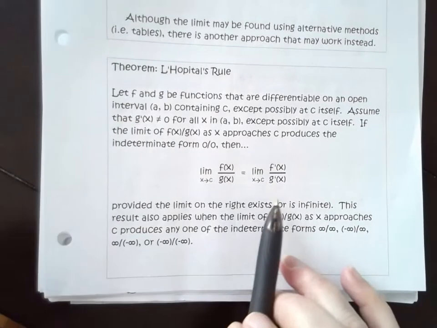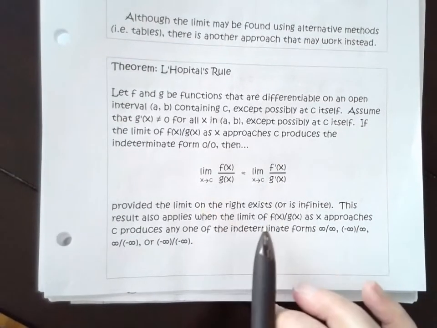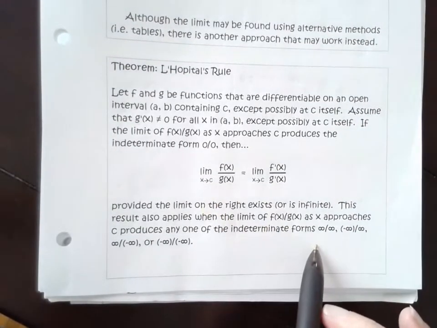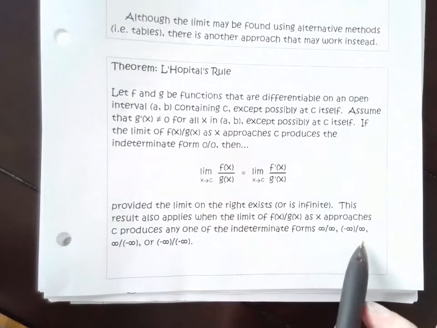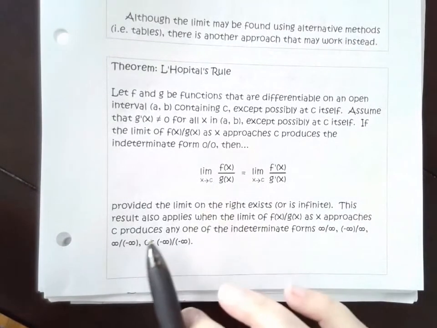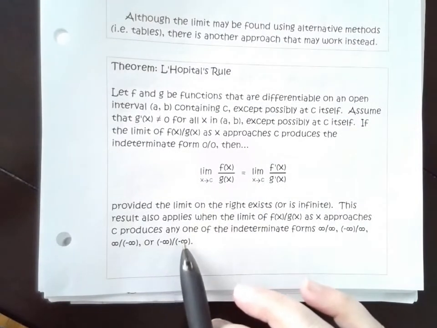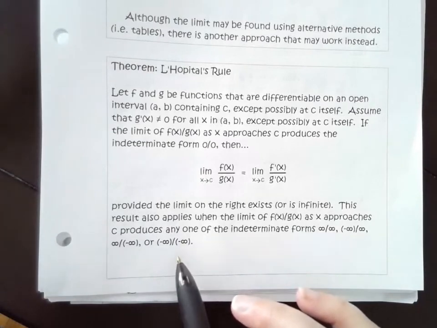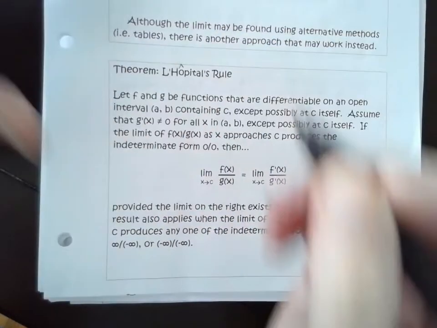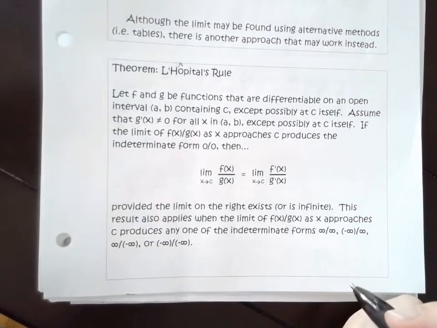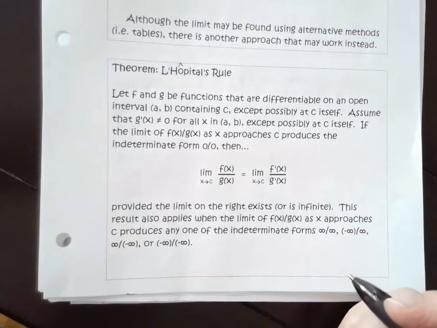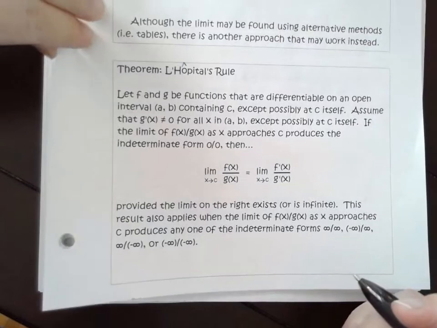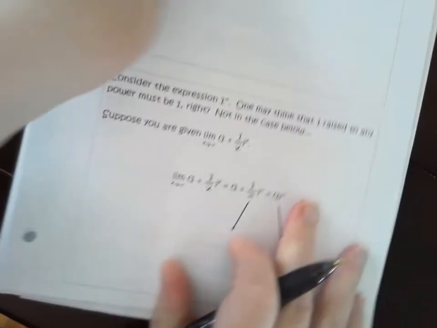Okay? Now this says, this result also applies when we have something of the form infinity over infinity, negative infinity over infinity, or infinity over negative infinity, or negative infinity over negative infinity. Basically, when you have an indeterminate fraction, 0 over 0, infinity over infinity, something like that, then L'Hopital's rule will apply. Okay?